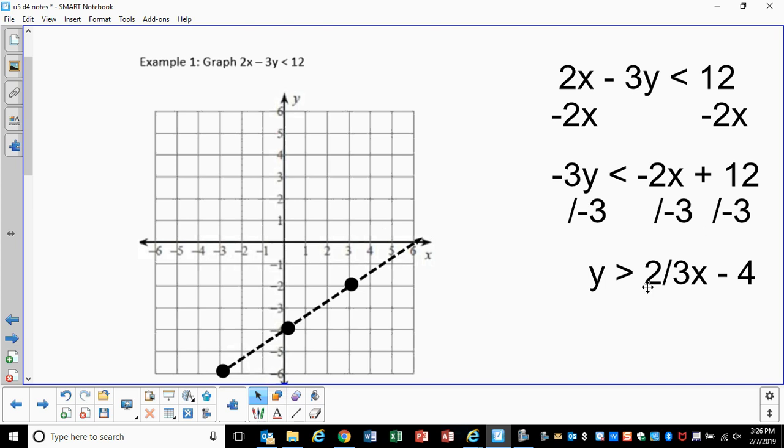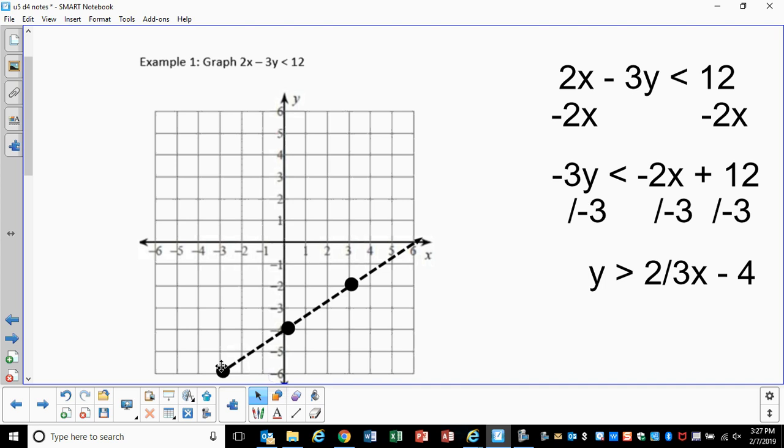The last thing I need to do is the shading part. Okay? So this says y is greater than everything. So this is really important. You can only figure out your shading for above or below the line after you've gotten y by itself, because otherwise you could flip the sign, something could happen, and you want to wait until you're done. You have something graphable. So now I have greater than. That means I'm going to shade above the line.